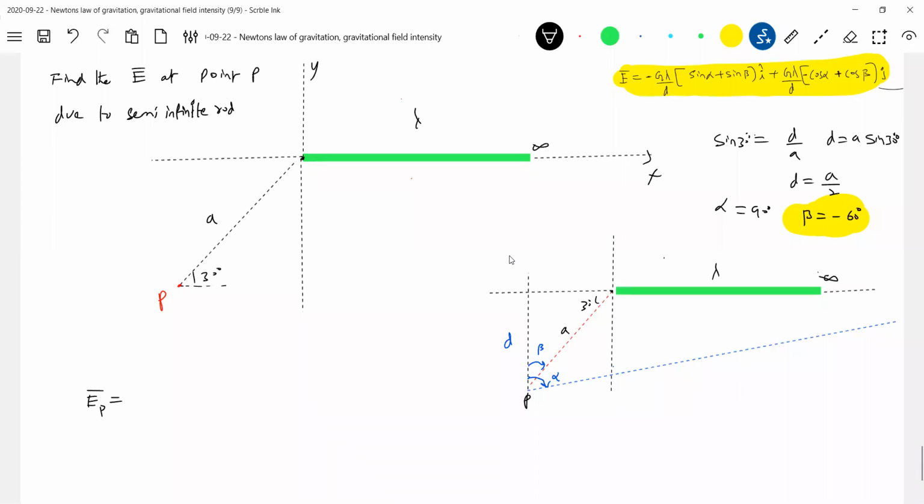Things will change here. So what you should do here, according to this formula, is this: this will indicate the component perpendicular to the rod. What about this? This will indicate the component parallel to the rod. Now you are going to calculate this one. Here you should write j cap, not i cap.